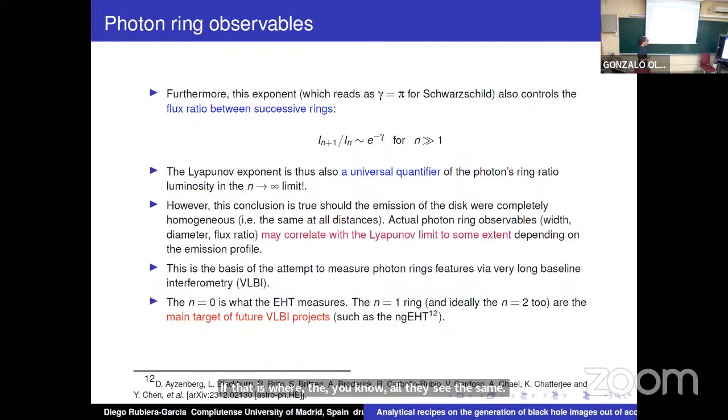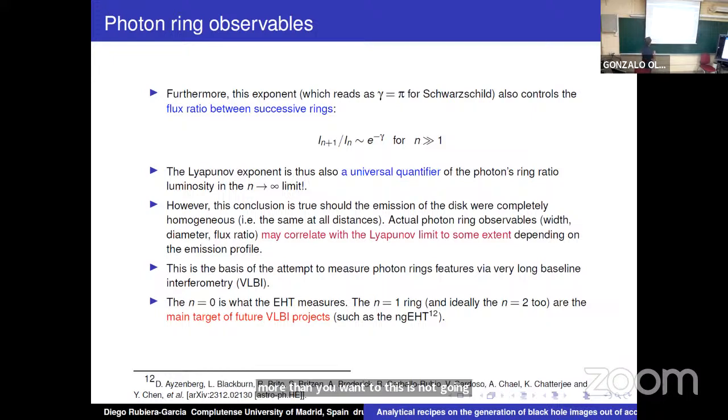So this is a useful theoretical prediction, but it cannot go alone. It must come in combination with the properties of the disk. And that's where the problem lies, because the modeling of the disk is not well known. Okay? So we have to live with this at the moment.